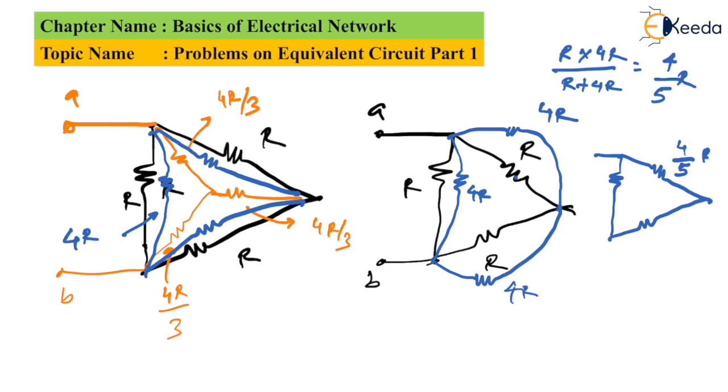This is 4 by 5R. This is also 4 by 5R. And last, this is also 4 by 5R. And we had 2 points A and B. We have to find an equivalent resistance between A and B.